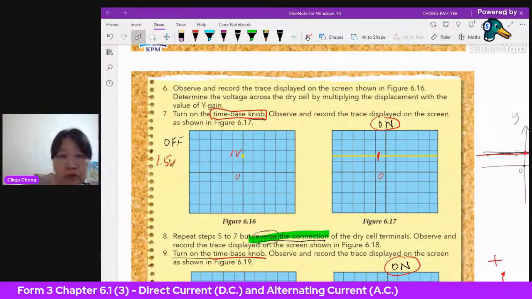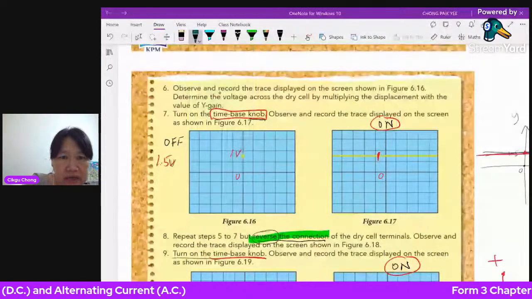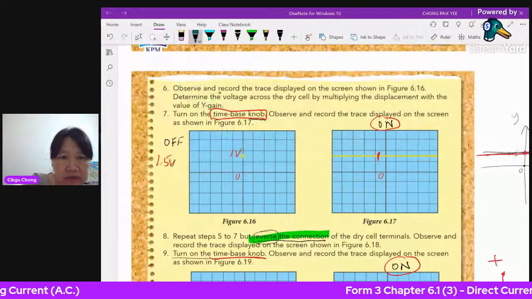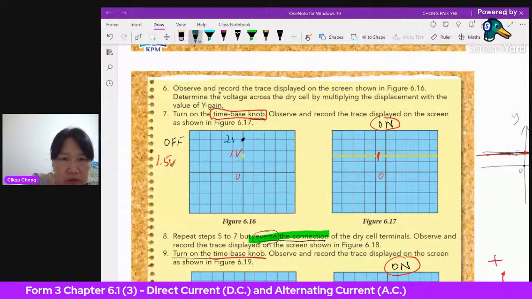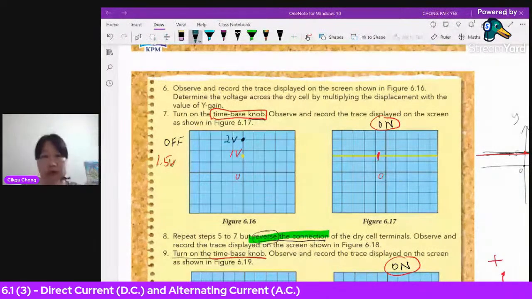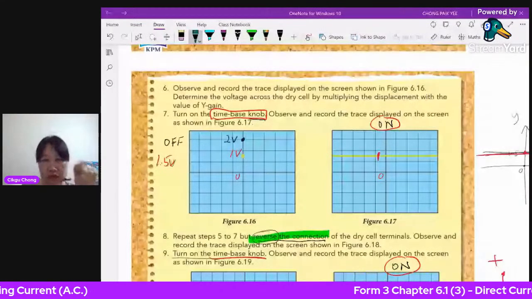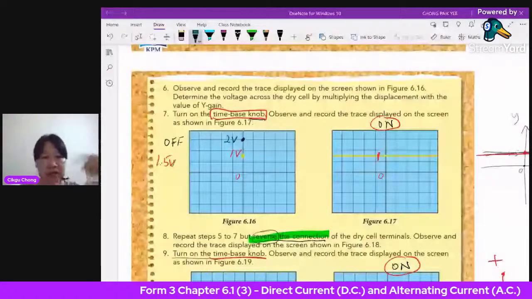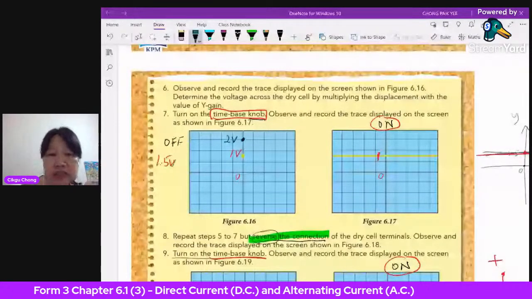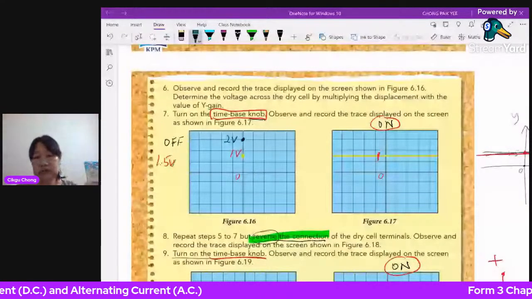If you put 2 volts, it will come up higher, maybe to 1.5 here. Maybe this is going to be a dot here if it's 2 volts. It goes up higher. If it's 3 volts, it goes somewhere higher. So basically, if you switch the time-based knob off, you get a dot. But now, because there's current, it will not be at zero, it'll be somewhere higher, depending on your voltage. If you switch it on, then it's going to be pulled there, same place but longer. You get a line.